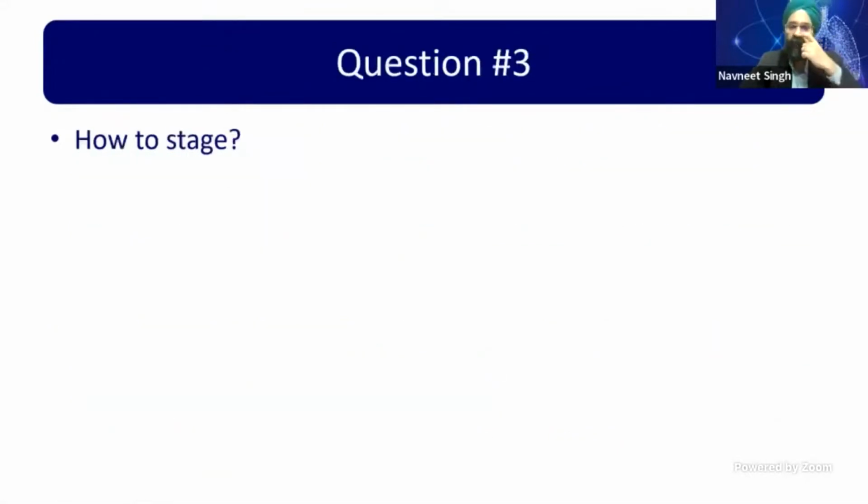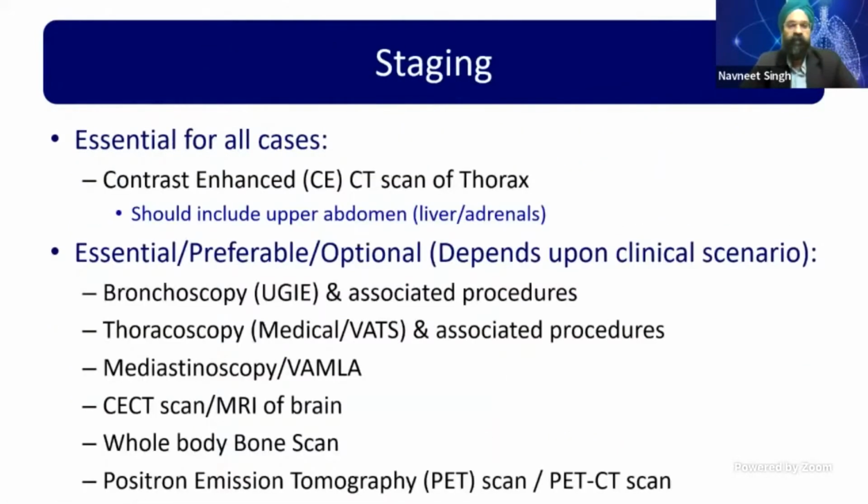So the question number 3 is how to stage. What is a must for all cases, whether potentially resectable or not, is a contrast enhanced CT scan of the thorax, which should include the upper abdomen, basically liver and adrenals. No patient of lung cancer should be or can be treated without having this. And if you get a patient with an X-ray and a malignant pleural effusion, you don't start treatment on that. You have to have this.